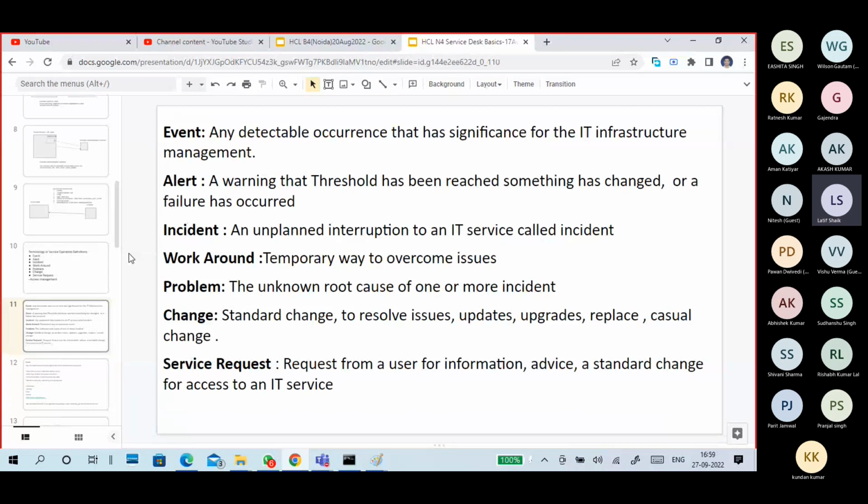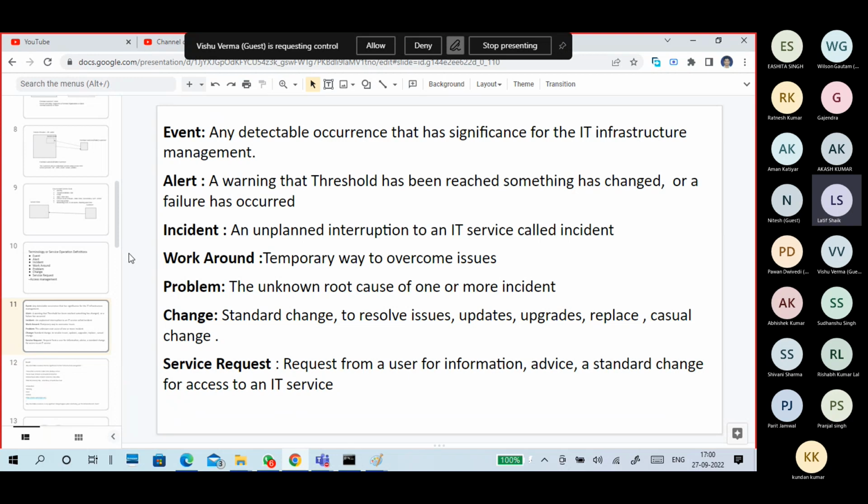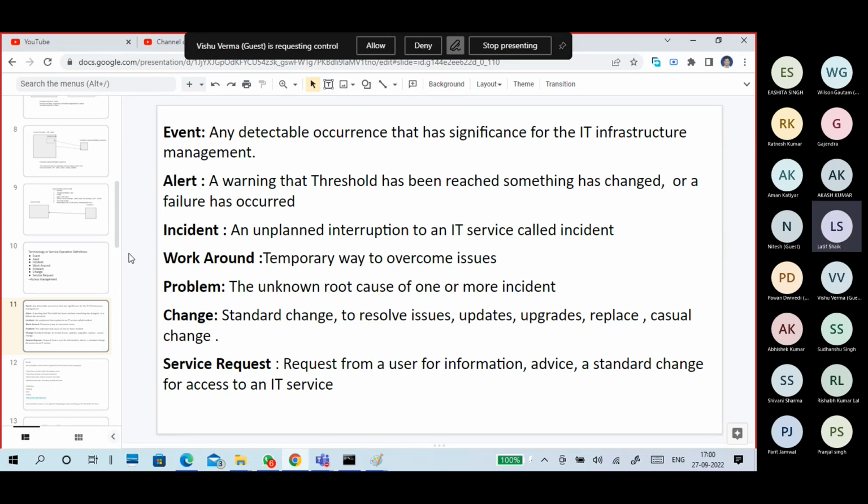Usually this is also an important question. The important ones are incident, problem, change, and service request. These four are very repeatedly asked, plus alerts and events. What is the difference between incident and problem, between incident and service request, and between change and service request? Next, explain with examples. You have to give some relevant examples for that.